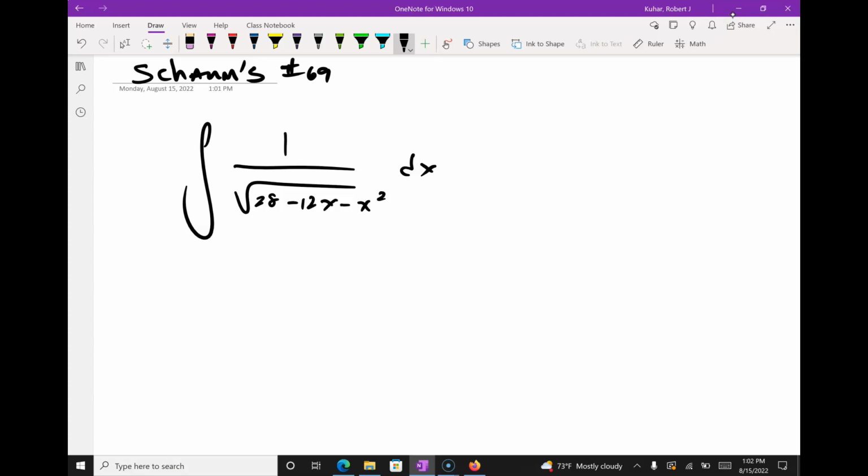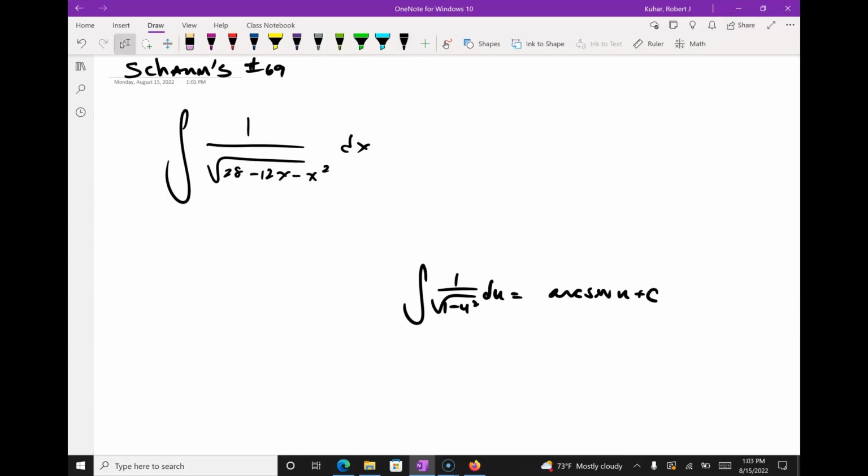So I'm reminding myself that if I have the integral of 1 over the square root of 1 minus u squared du, I get the arcsine of u. Everybody okay there? So I've tried everything on my list. The last thing on my list is inverse trigs.